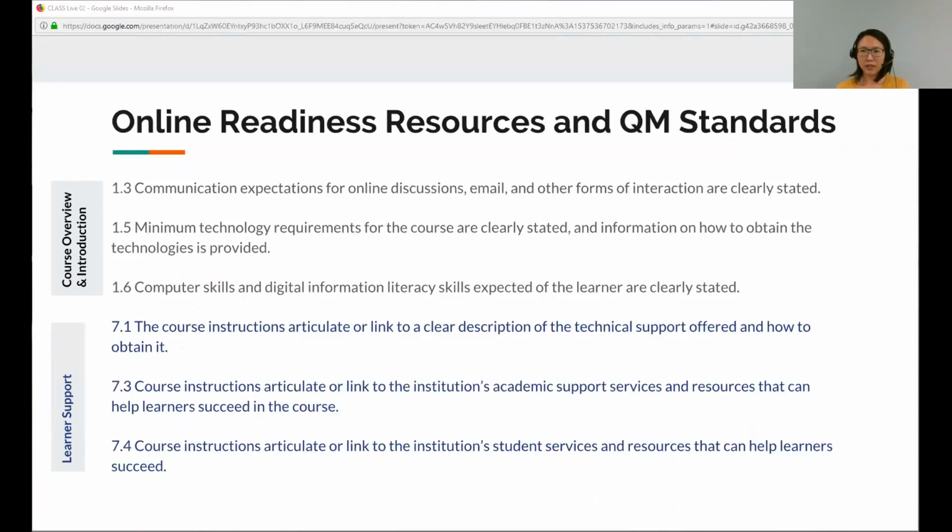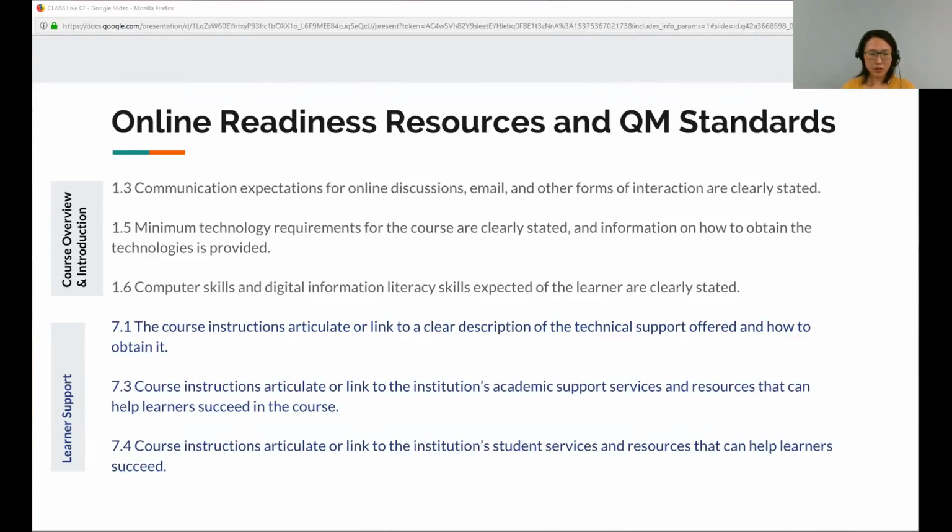The online readiness resources are a bunch of things like surveys, videos, infographics, documents, and booklets that address learner support and the course introduction and overview. They address half of the standards in course overview and introduction, which are communication expectations, minimum technology requirements, and the expected computer skills that students should have.